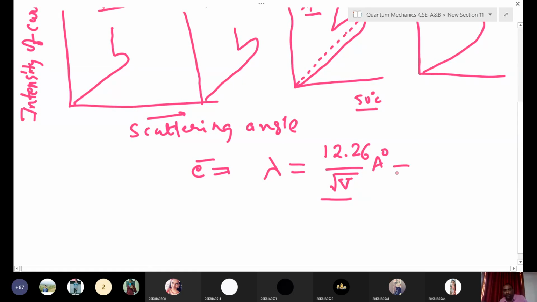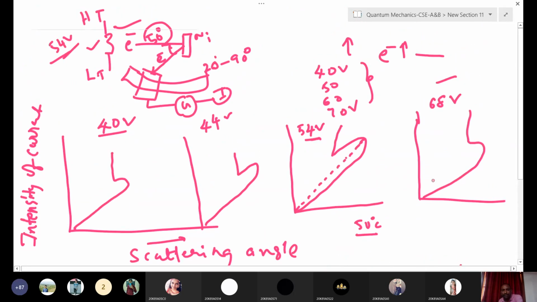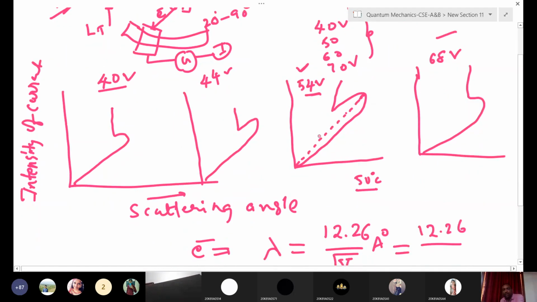So now you substitute in this expression, 12.26 by root V, the voltage where we got the maximum current in the graph. This is the maximum intensity at 54 volts, right? Where we got maximum current? Yes, 54 volts. The bump is increasing, and the y-axis is intensity of current.